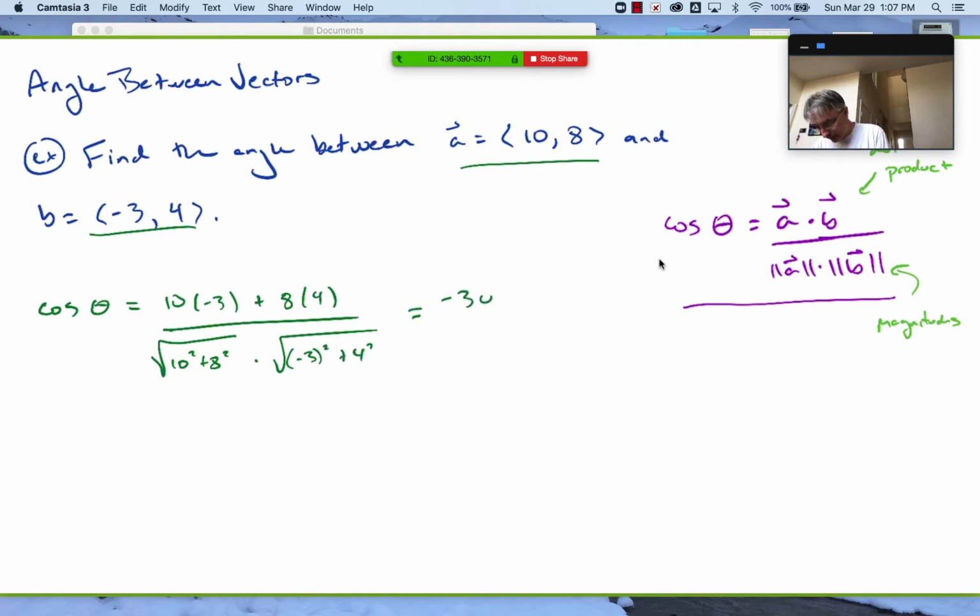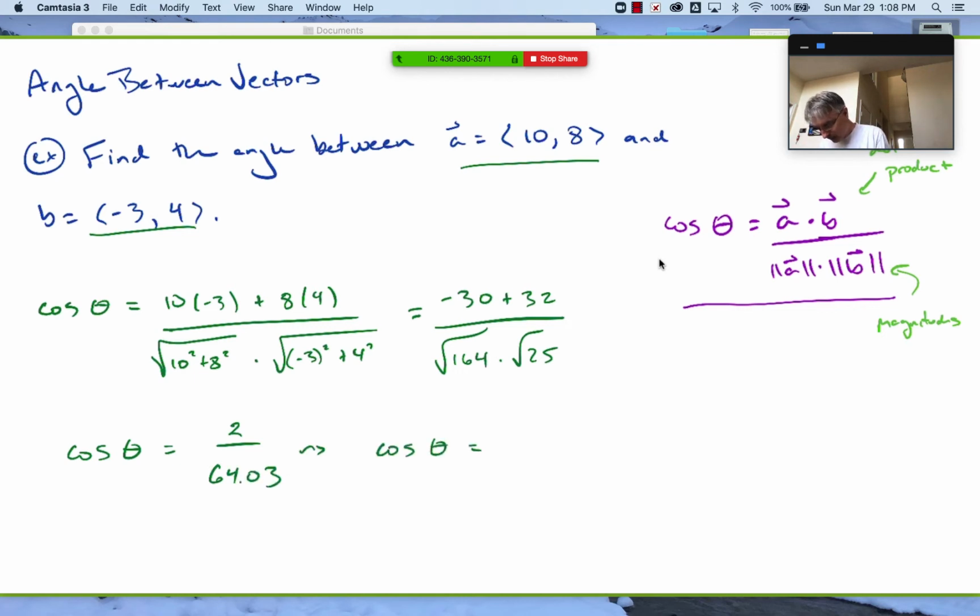So in the top I'm getting negative 30 plus 32, and in the bottom I'm getting the square root of 164 times 9 plus 16, the square root of 25. So negative 30 plus 32 is 2 over the square root, using my calculator, 164 times 25 is 64.03. So the cosine of theta equals, pretty small number, 0.03.